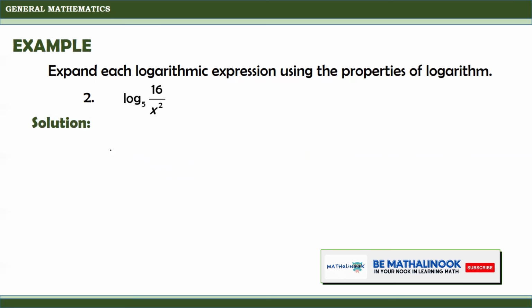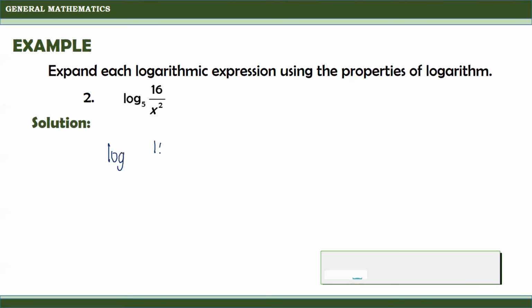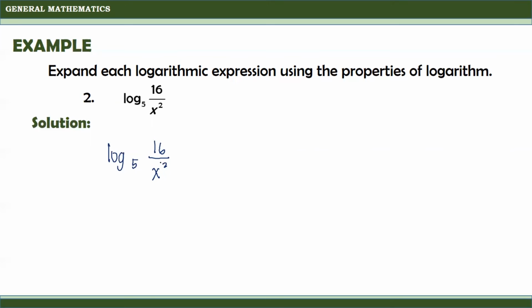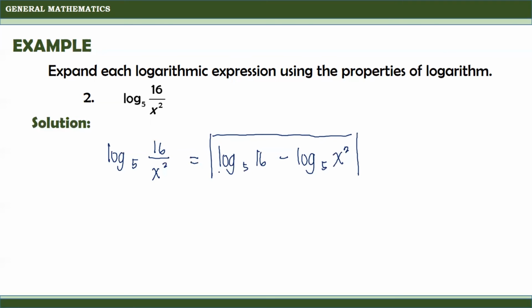For the second one, we have the logarithm of 16 over x squared to the base 5. Since this is division, by using property number 2, we need to subtract the two logarithmic expressions with powers 16 and x squared. So it will become logarithm of 16 to the base 5 minus the logarithm of x squared to the base 5. Hence, this is the expanded form of the given logarithmic expression.